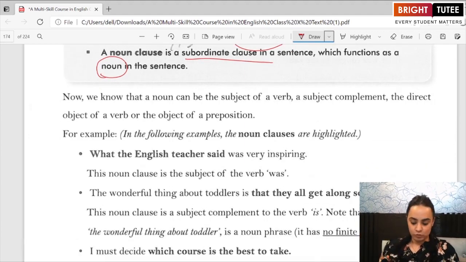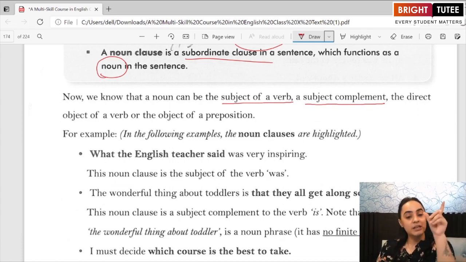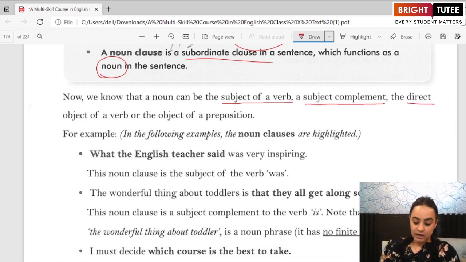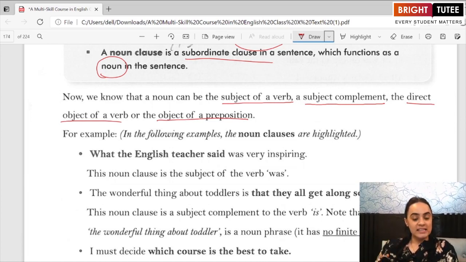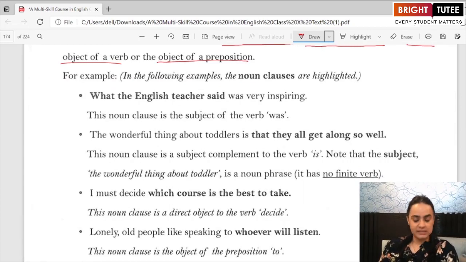As I have already told you, and you can read it on the screen as well, a noun can be the subject of the verb, it can be the subject complement. It can come before the verb, it can come after the verb. It can be used as a subject, it can be a direct object of the verb, or it can be the object of a preposition as well. So this is how a noun functions differently in a sentence. For example, in the sentences that we are going to read ahead, noun clauses are highlighted. Let us look at them.